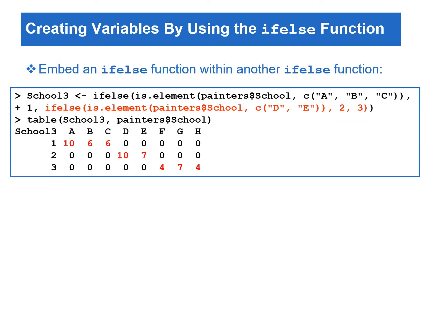We can place an ifelse function within another one. In this example, we create school3, containing 3 levels. In the situation when school equals a, b, or c, the ifelse function returns 1. The last argument of the ifelse function contains another ifelse function, which returns 2 or 3, depending on whether the school variable equals d or e. The table function generates a cross-tabulation of school3 and the original school variable. By checking the result from the table function, we can see school3 is correctly created.